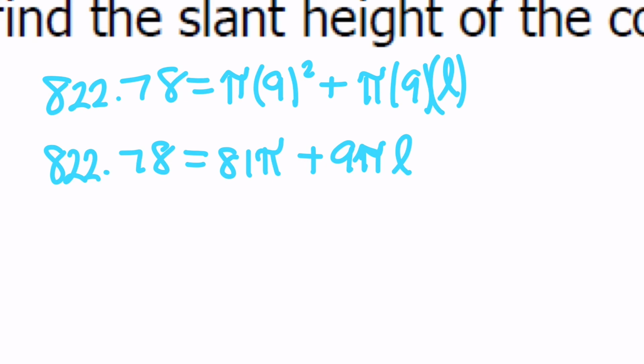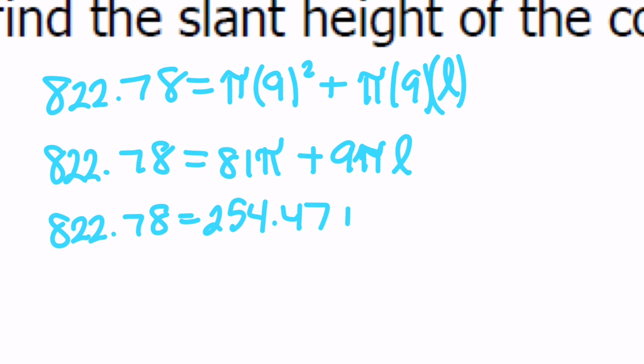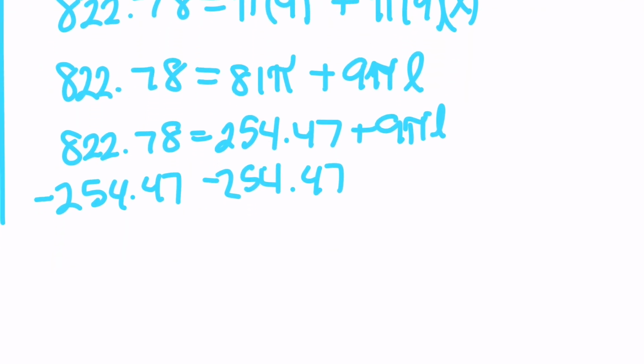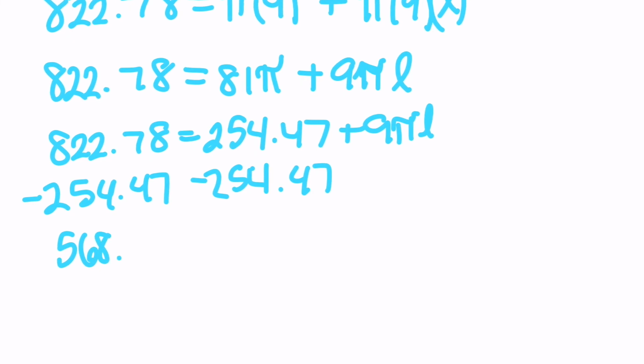So I will go ahead and multiply out 81 times pi, which gives me 254.47 plus 9 pi L. Then I can subtract that from both sides. So then I'm left with 568.31 equals 9 pi L.